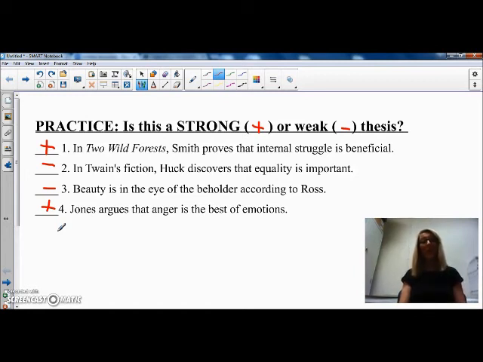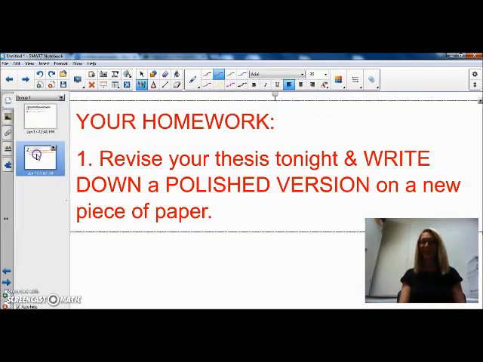So right now, you've got practice, and if you need some help, tomorrow is the day in class, and then besides that, you need for homework tonight to do the next step. Yes, there is a next step. Take a look at your thesis from the summer reading, and polish it up. Try to write down a better one in any way based on the video. If you feel like it's perfect, so be it.